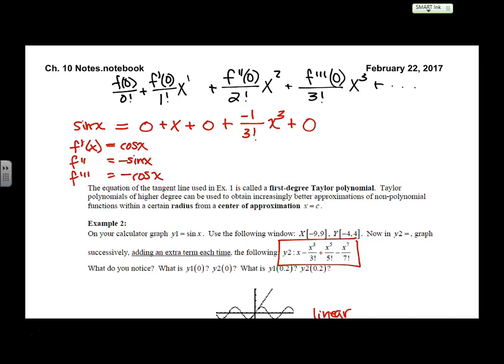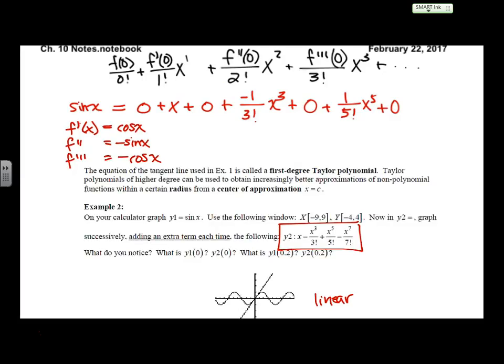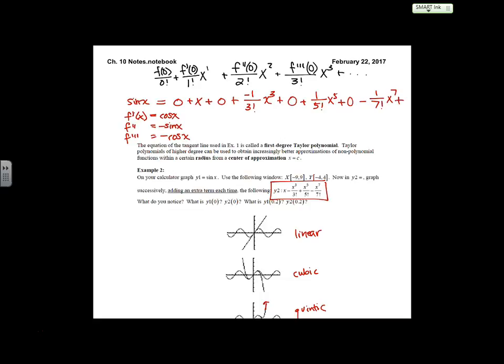The next one would be 0 because it would be a sine again. The next one would be a positive cosine because the signs are going to alternate. And now I'll have, you guys follow the pattern, 1 over 5 factorial times x to the 5th. What would be the next term? 0. And the next term, negative 1 over 7 factorial, because the signs are going to alternate. And then technically, because you said equals, we're going to do a plus and a dot, dot, dot, which is going to end up saying sine of x is equal to x minus x cubed over 3 factorial plus x to the 5th over 5 factorial minus x to the 7th over 7 factorial, etc.